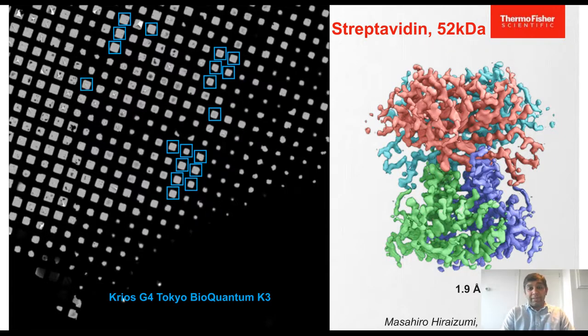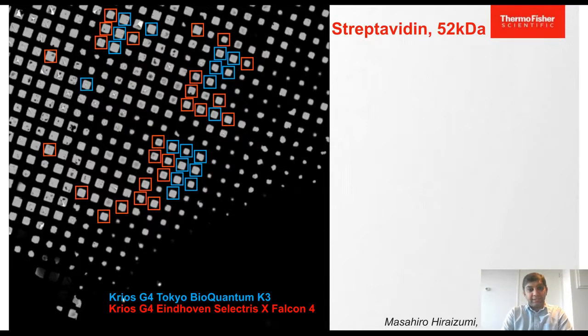What we did next was even more exciting. They took this grid out from their autoloader in their lab in Tokyo, and they shipped the same grid to Netherlands, to me. And what we did is, using my microscope, the Cryos G4 with the CFEG, Selectris, and Falcon 4, I collected the data in similar grid squares near where they had collected the previous data set. We tried and made sure that we keep as many parameters as possible constant. So in terms of pixel sizes were similar, in terms of dose was kept similar, the defocus range was kept similar.